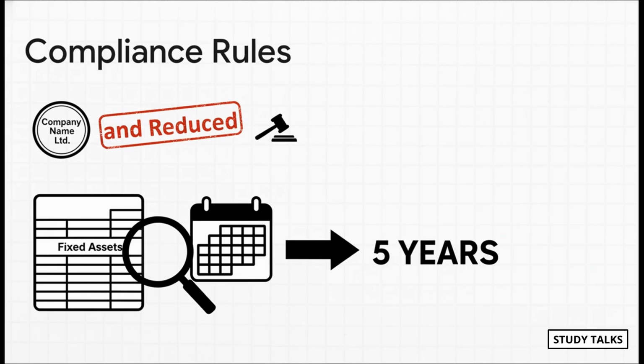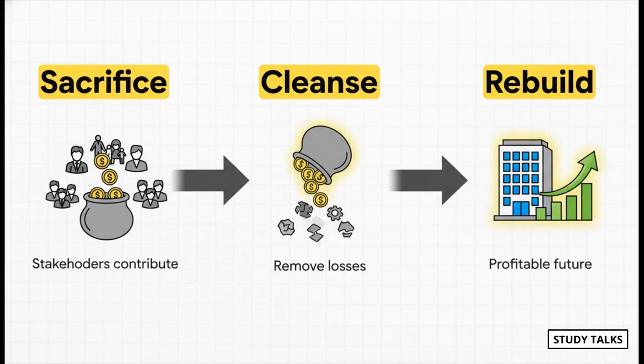It's easy marks. So when you boil it all down, internal reconstruction isn't really about complex journal entries. It's a 3-step story of corporate survival. First, the stakeholders have to sacrifice to create that turnaround fund. Second, that fund is used to cleanse the balance sheet of all the junk from the past. And finally, with a clean slate, the company gets a chance to rebuild a profitable future. Just remember those 3 words: sacrifice, cleanse, rebuild, and you'll be ready to tackle any reconstruction problem the exam can throw at you.